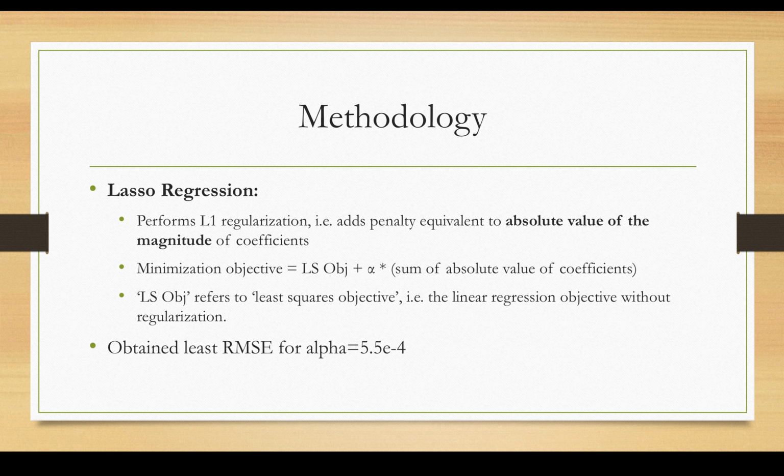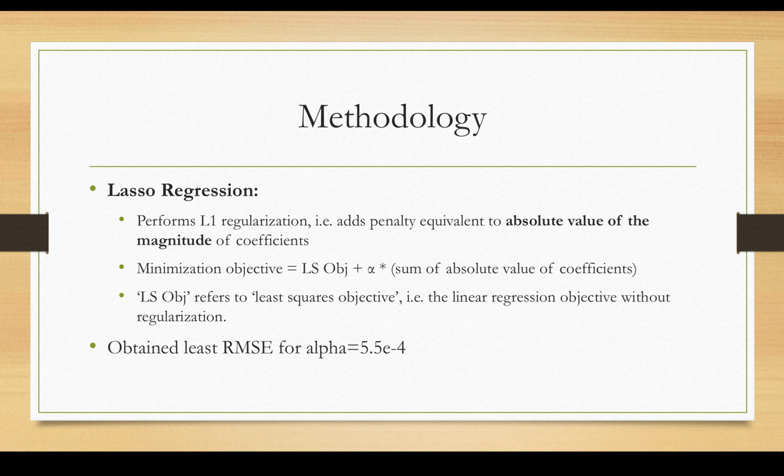So we went with lasso regression, which is an advanced form of linear regression. The idea behind lasso regression is to do an L1 regularization, which basically means adding a penalty equivalent to the absolute value of the magnitude of the linear coefficients. This is the mathematical format of that. It is just the normal linear regression objective, without regularization, plus an alpha value multiplied by the sum of the absolute values of the coefficients.